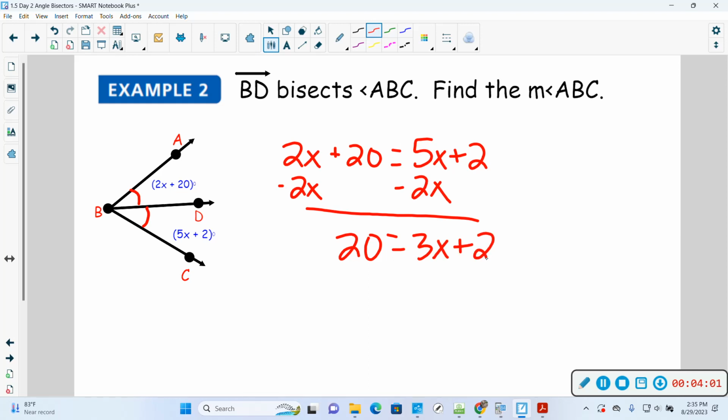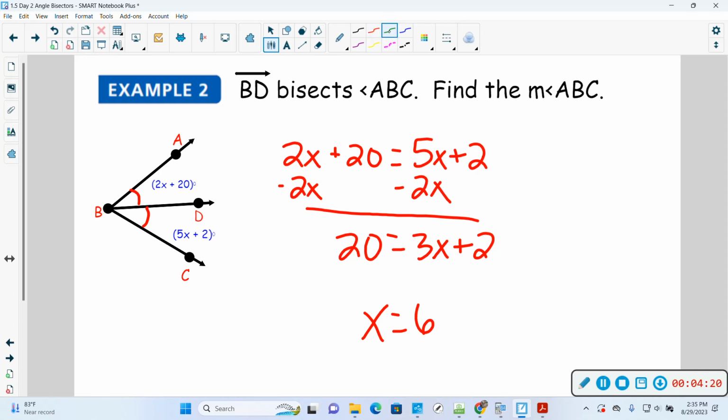And I'm confident you can take it from here. You finish solving, get a nice whole number. X is 6. Good work. Okay, final answer though. Find the measure of angle ABC.